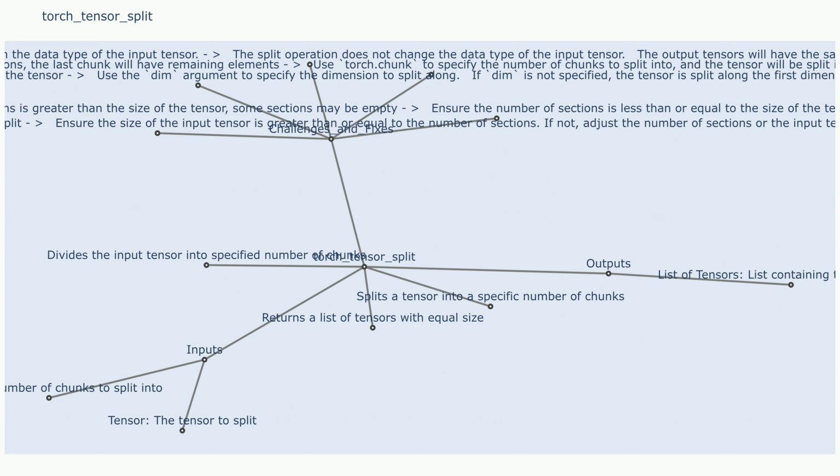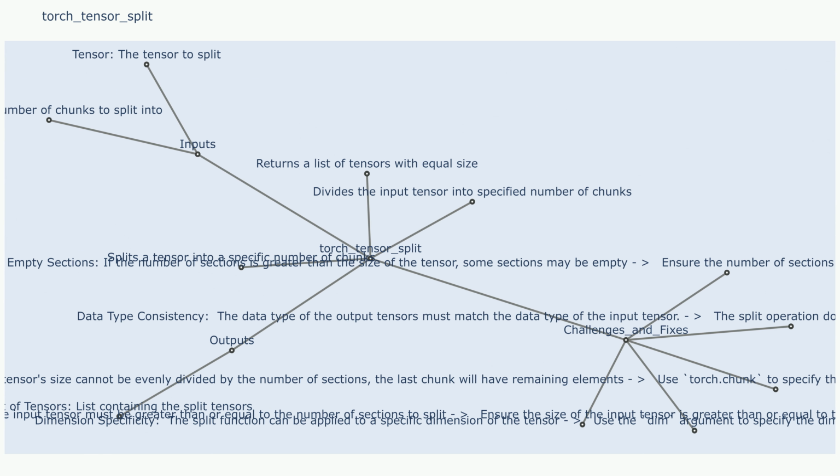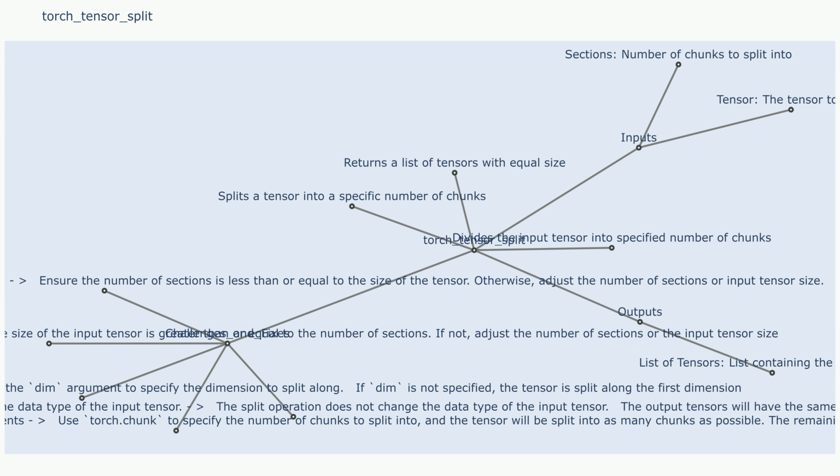Challenges and fixes. Challenge 1: attempting to split a tensor into more chunks than its size along the split dimension. Sample use case that resulted in challenge 1: trying to split a tensor of size 4, 3 into 5 chunks along dimension 1. Fixes to challenge 1: adjust the number of splits to be less than or equal to the size of the tensor along the split dimension.